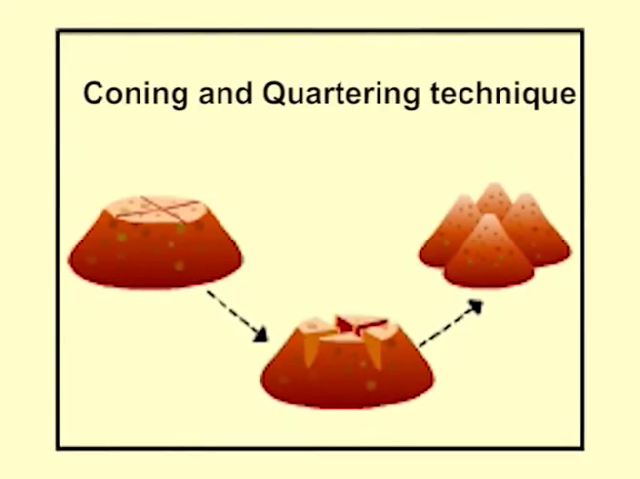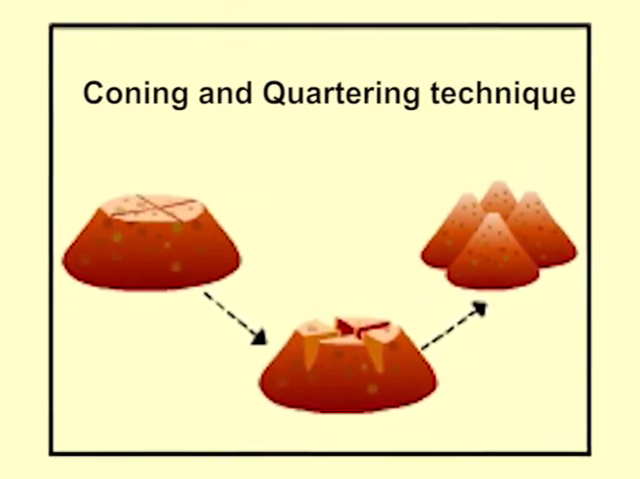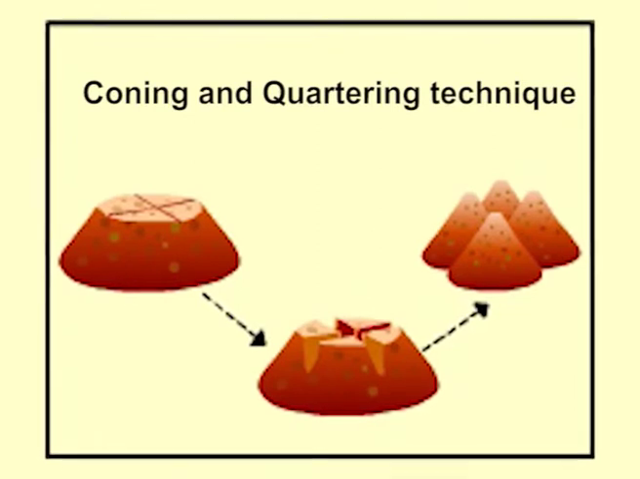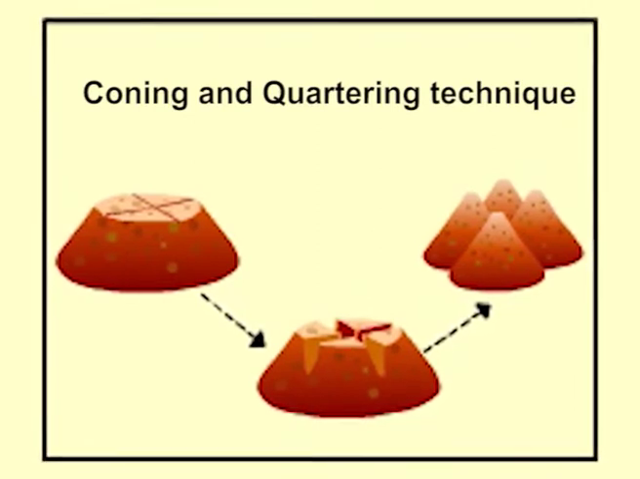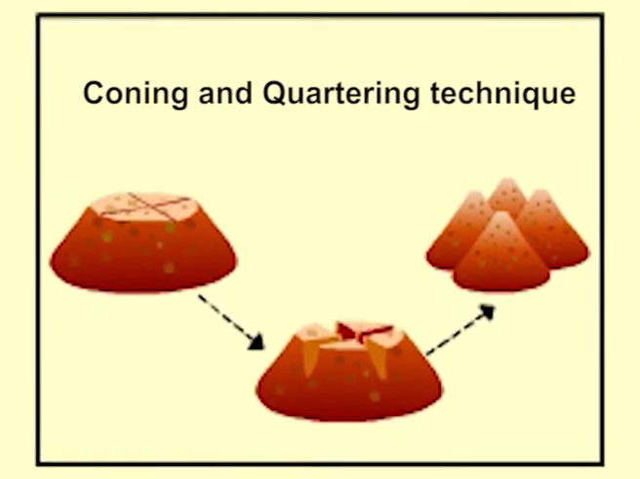The material is then poured on a flat surface to form a cone. The cone is flattened and the material is then divided at right angles, forming quarters. Opposite quarters are taken for a sample. The remainder of the material is returned to the replicate from which it has been removed.